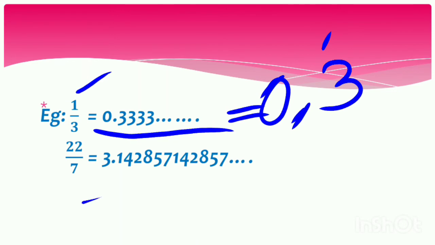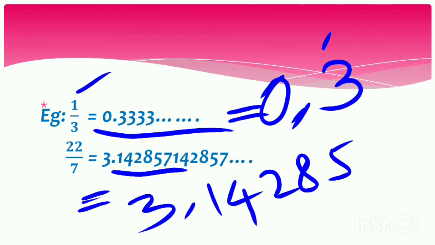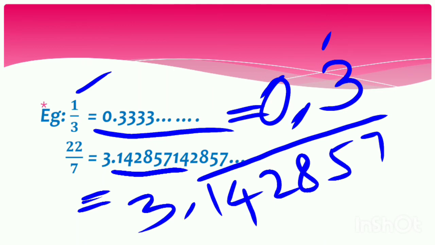Next, 22 by 7, pi value, which is nothing but 3.142857142857 etc. Here several numbers are getting repeated. So how do we write it? 3.142857. These 6 numbers are getting repeated, right? We have to put one bar above these numbers, which means these numbers are recurring after the decimal point.